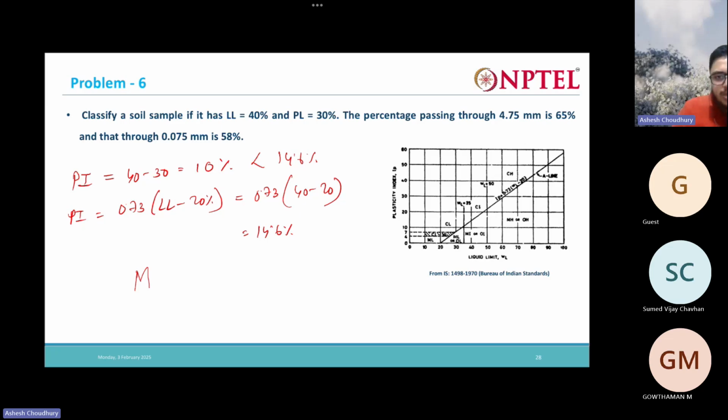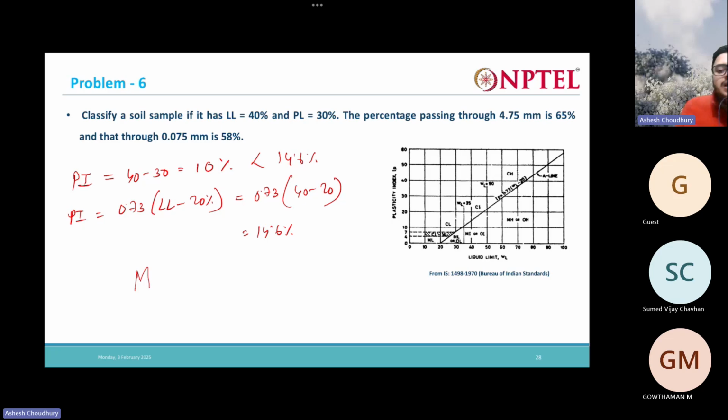Same, similar to the previous problem. Decide the suffix part. No, silt is fine. You are correct. The suffix, the second part of the classification, that you decide. Silty, you are right. Prefix, you are right. It's silty. Suffix.